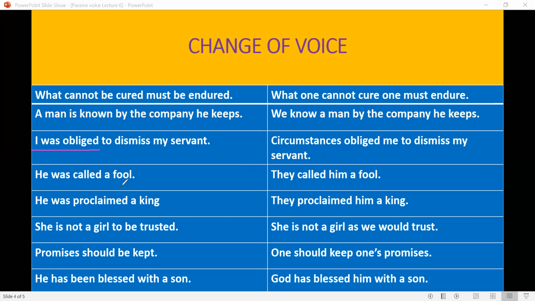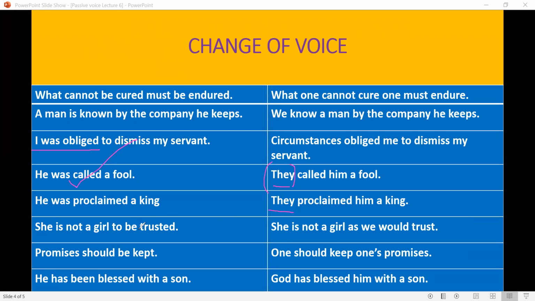"He was called a fool." They called him a fool. Now, here, he was called a fool. Who called him a fool? Someone or some persons would be there who called him a fool. So we took this agent, "they." "He was proclaimed a king." Who proclaimed him a king? They, the people. The people proclaimed him a king.